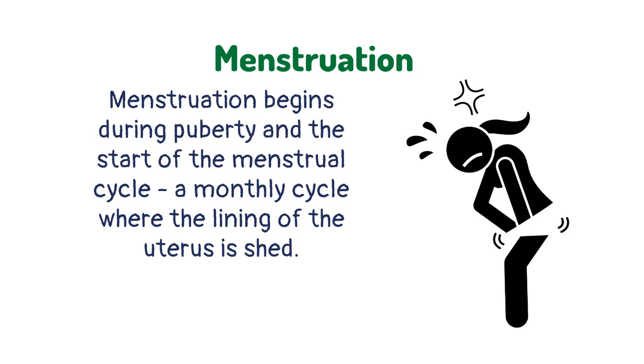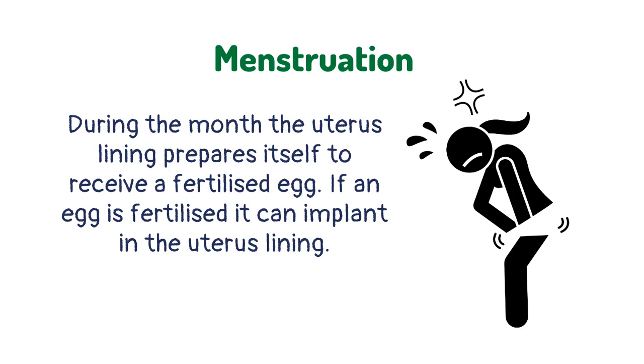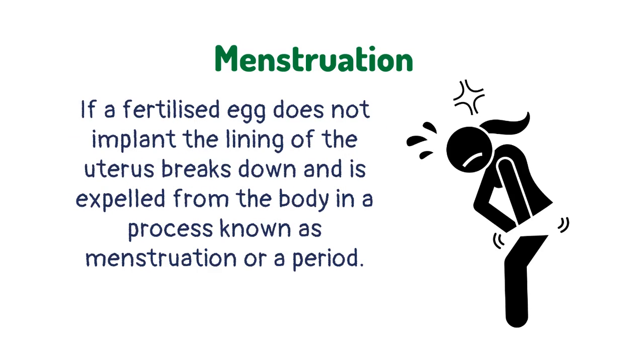Menstruation begins during puberty and the start of the menstrual cycle, a monthly cycle where the lining of the uterus is shed. During the month, the uterus lining prepares itself to receive a fertilized egg. If an egg is fertilized, it can implant in the uterus lining. If a fertilized egg does not implant, the lining of the uterus breaks down and is expelled from the body in a process known as menstruation or a period.